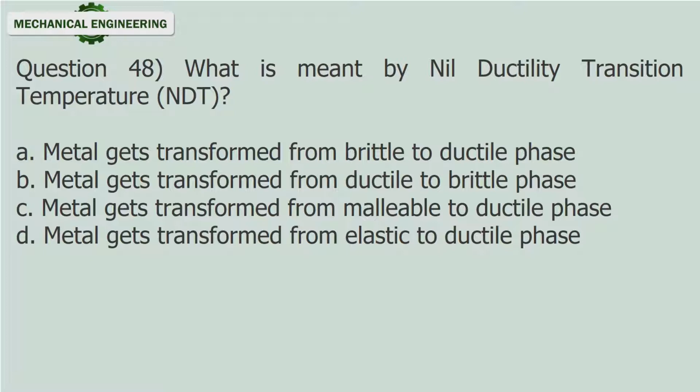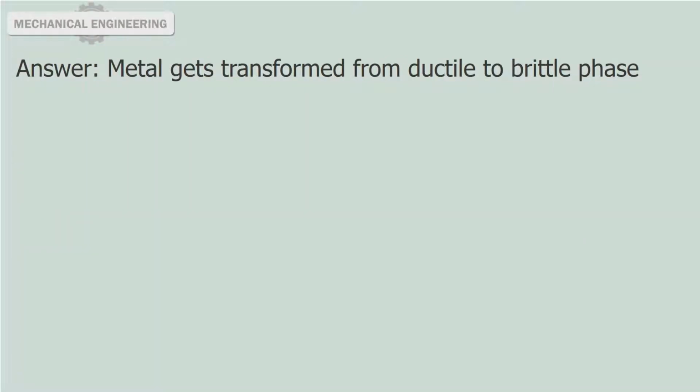Question 48. What is meant by nil ductility transition temperature NDT? A. Metal gets transformed from brittle to ductile phase. B. Metal gets transformed from ductile to brittle phase. C. Metal gets transformed from malleable to ductile phase. D. Metal gets transformed from elastic to ductile phase. Answer: metal gets transformed from ductile to brittle phase.